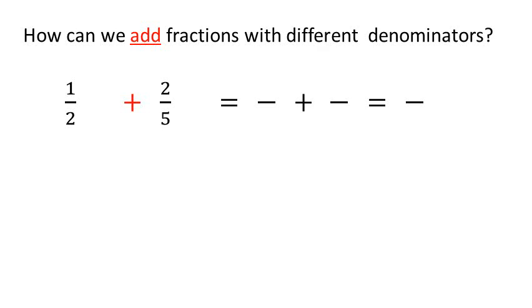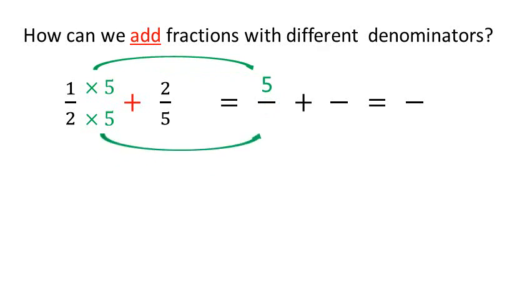In this question, 1/2 plus 2 over 5, we can multiply both denominators by each other to get the common denominator. So multiplying by 5 both the denominator and the numerator of 1 over 2, we get 5 over 10. Likewise, multiplying by 2 both the denominator and the numerator of 2 over 5, we get 4 over 10. We now have the same denominator of 10.